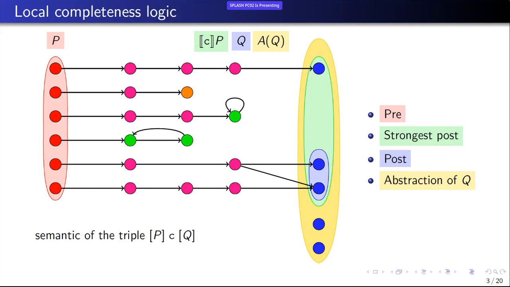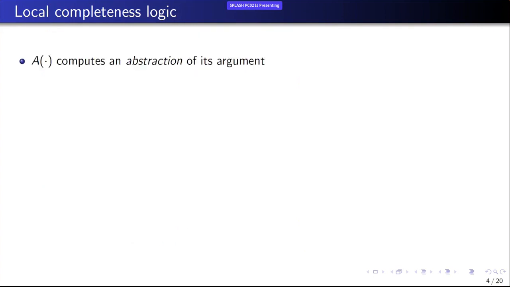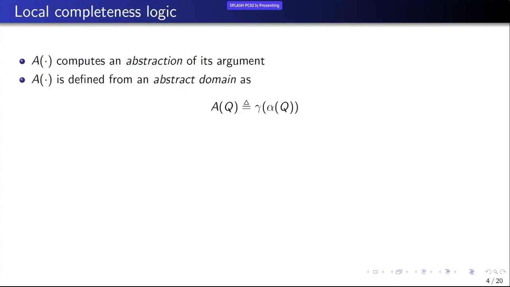In this sense, it's similar to Hoare logic. To be more precise, A is defined like this, using the gamma and the alpha functions of the abstract domain parameterizing the logic. Given some condition, it returns the most precise representation of this condition in the abstract domain.